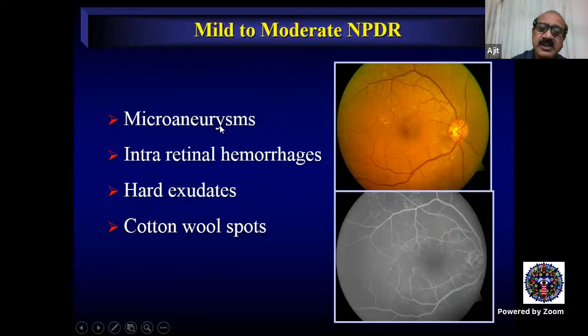Microaneurysms, inter-retinal hemorrhages, and hard exudates can wax and wane, which may take months or sometimes years. Hemorrhages are faster to resolve and reappear, whereas microaneurysms and hard exudates take months to years to appear and disappear.